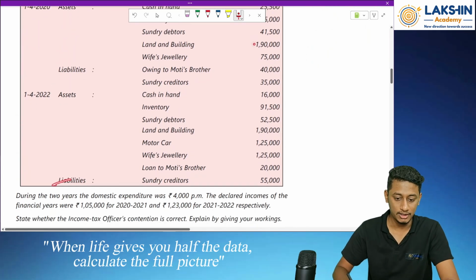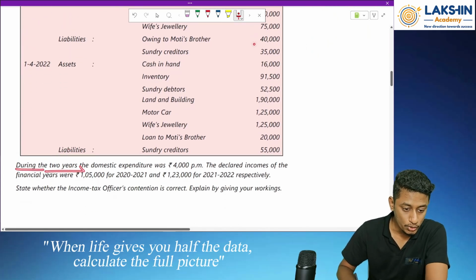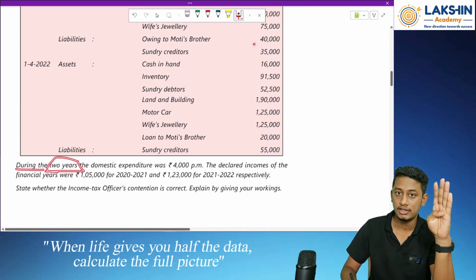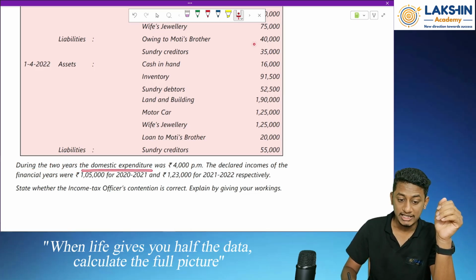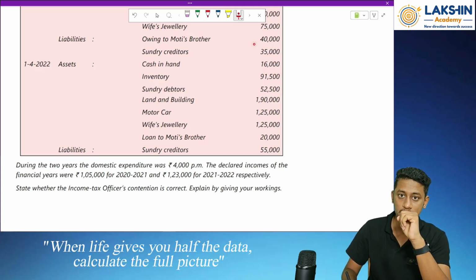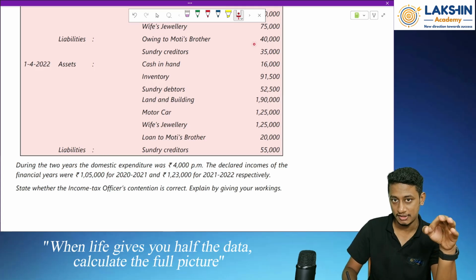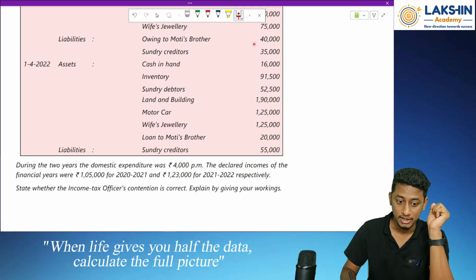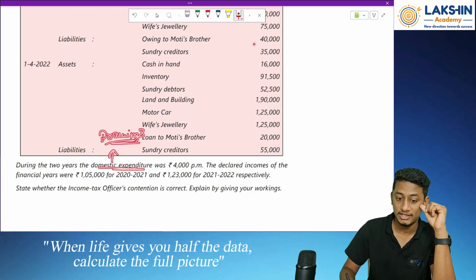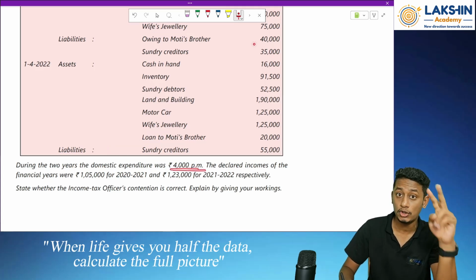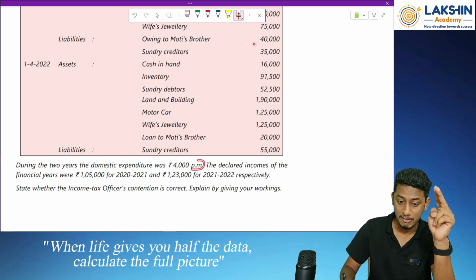Yes. Okay. So during the 2 years, that is 2021 and 21-22, what has happened over here? The domestic expenditure. Now what do you mean by the word domestic expenditure? Domestic expenditure simply means whatever expenses are incurred for personal use of the proprietor. So this will be my drawings. That is done. Okay. So 4,000 per month for 2 years. Remember, per month is there. Okay.